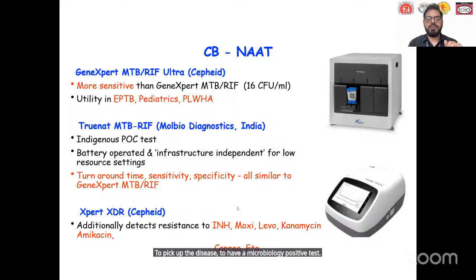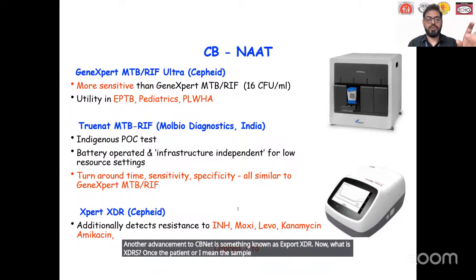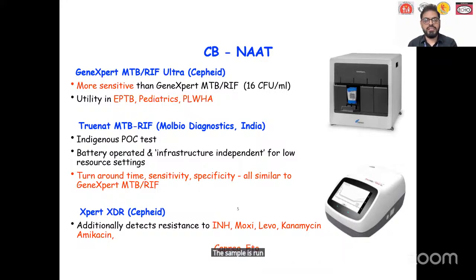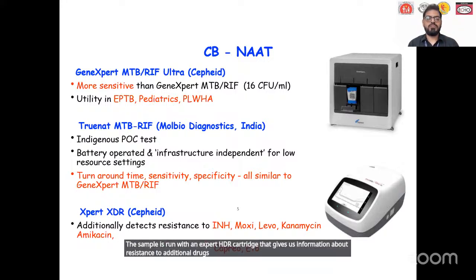Another advancement to CB-NAT is something known as Xpert XDR. Once the sample is positive for rifampicin resistance, that means on a NAT or a CB-NAT, MTB is detected and rifampicin resistance is detected, the sample is run with an Xpert XDR cartridge that gives us information about resistance to additional drugs. So our CB-NAT gives us resistance to only rifampicin. Xpert XDR is going to give us resistance to additional drugs like isoniazid, ethionamide, the injectable drugs like amikacin, kanamycin, and also the quinolones like levofloxacin and moxifloxacin.